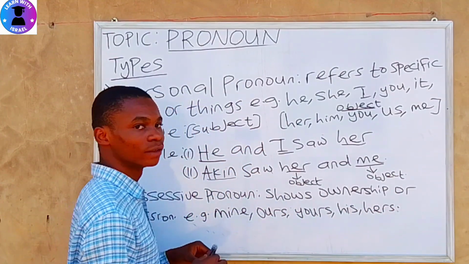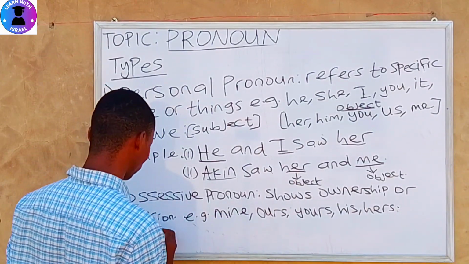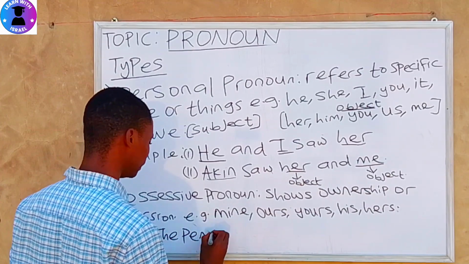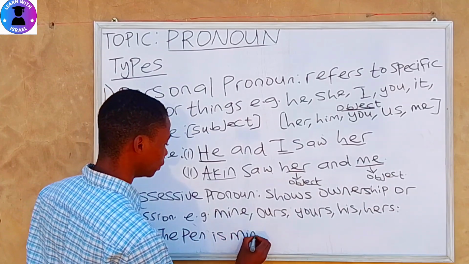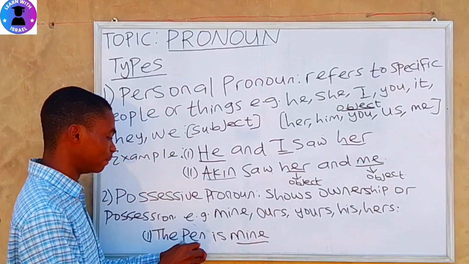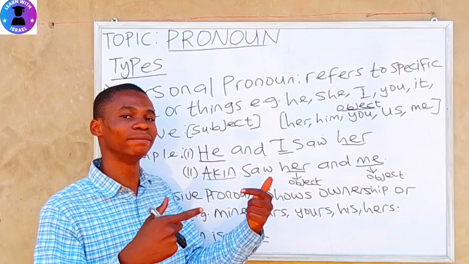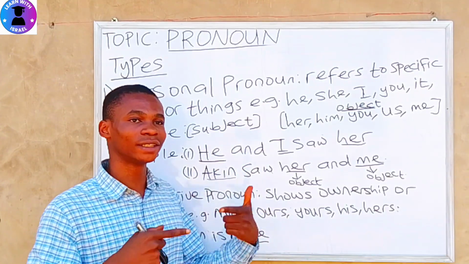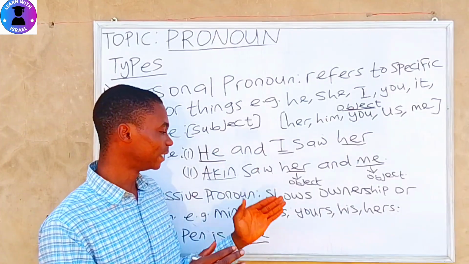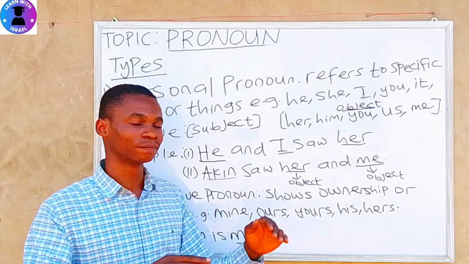So let me give an example sentence with a possessive pronoun. We have, the pen is mine. So which one is the possessive pronoun? Mine. The pen is mine. The pen is mine means that the pen belongs to me. Instead of saying that the pen belongs to me, the pen is mine. You can see that this pronoun is making the sentence smooth.